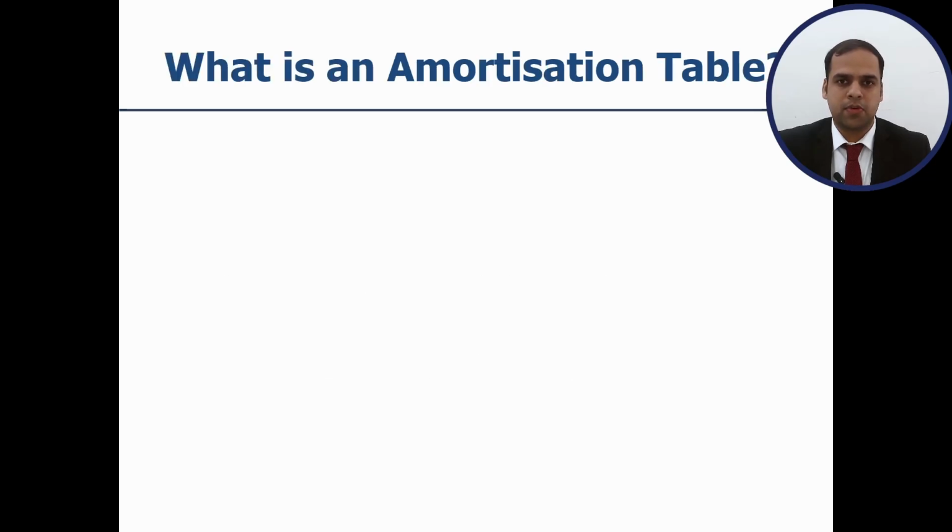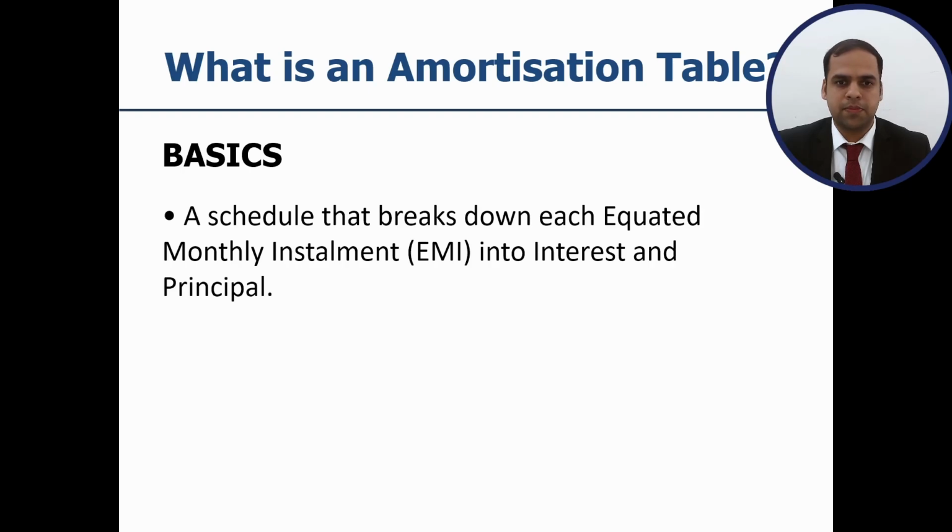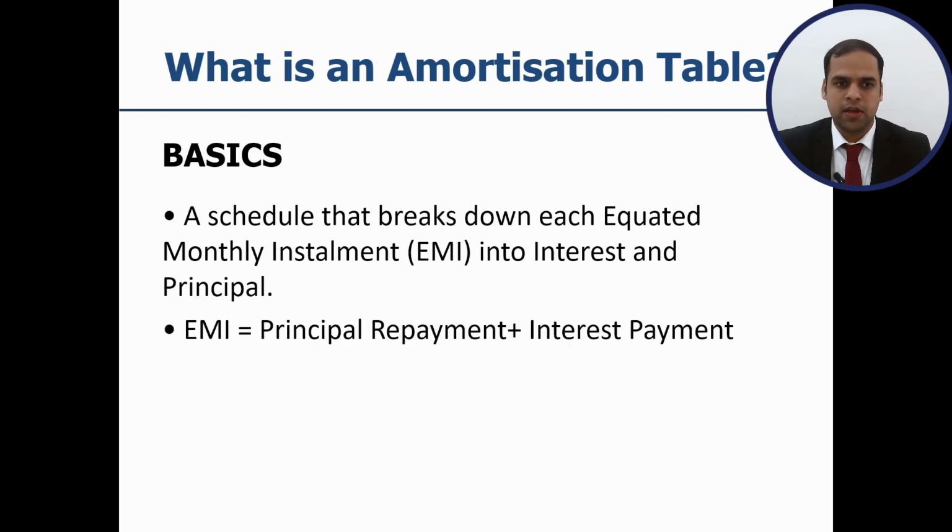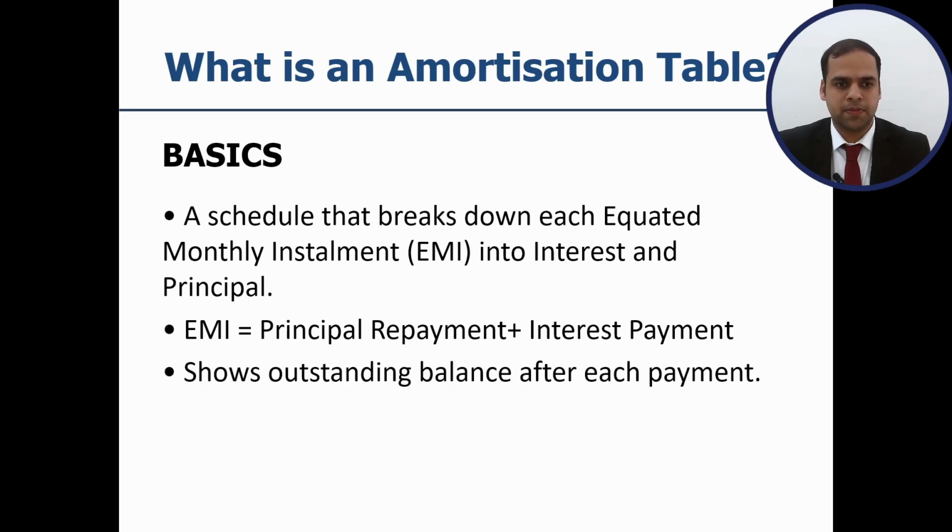So what is an amortization table? First, it is a schedule that breaks down each equated monthly installment into interest and principal. EMI is equal to principal repayment plus interest payment. So basically, every month, once we take a loan and pay back the EMI, we pay principal repayment and interest payment as components of that EMI.